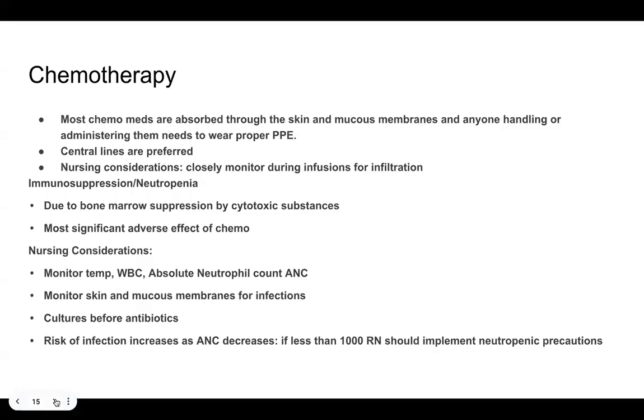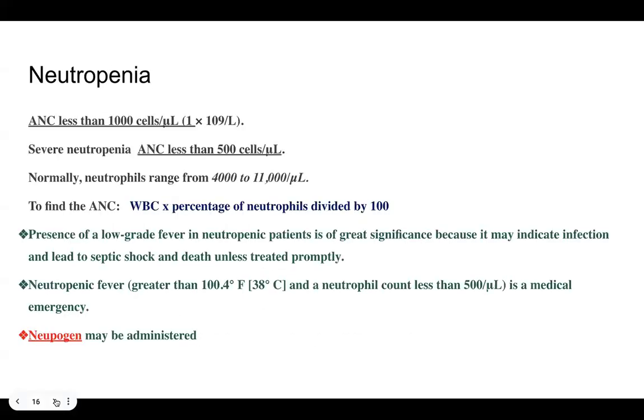And that's exactly what we had to do for that patient. We had to implement neutropenic precautions, and he eventually needed to go out for a transfusion. So this is more on neutropenia. Like I said, an ANC of less than 1,000 cells. It's considered severe when the ANC is less than 500.